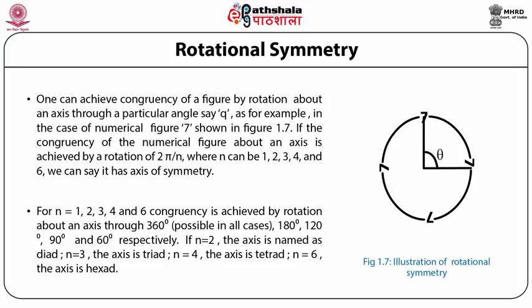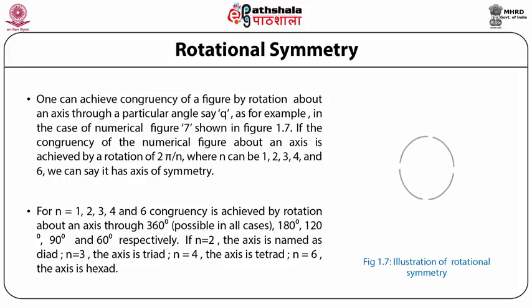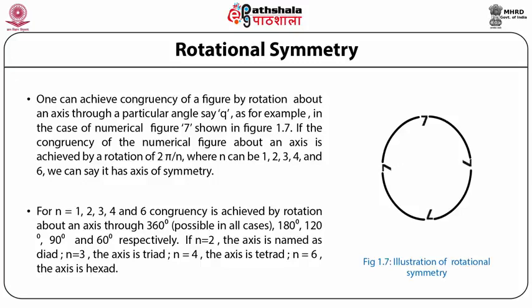If n is equal to 2, the axis is named as dyad. If n is 3, the axis is triad. If n is 4, the axis is tetrad. If n is equal to 6, the axis is hexad.